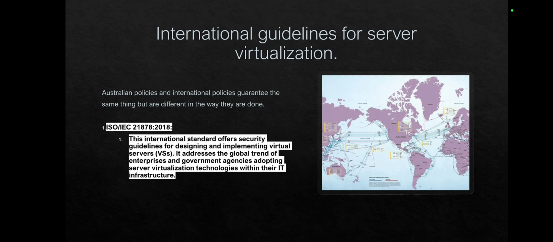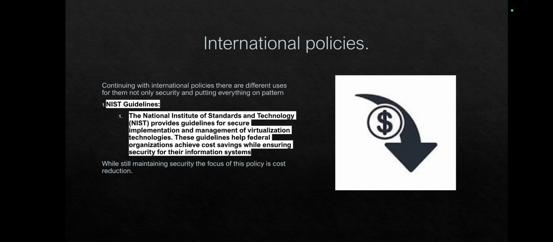Now on international guidelines for server virtualization. Australian policies and international policies guarantee the same thing, but are different in the way they are done. ISO. This international standard offers security guidelines for designing and implementing virtual servers. It addresses the global trend of enterprises and government agencies adopting server virtualization technologies within their IT infrastructure. International policies. Continuing with international policies, there are different uses for them, not only security and putting everything on pattern.